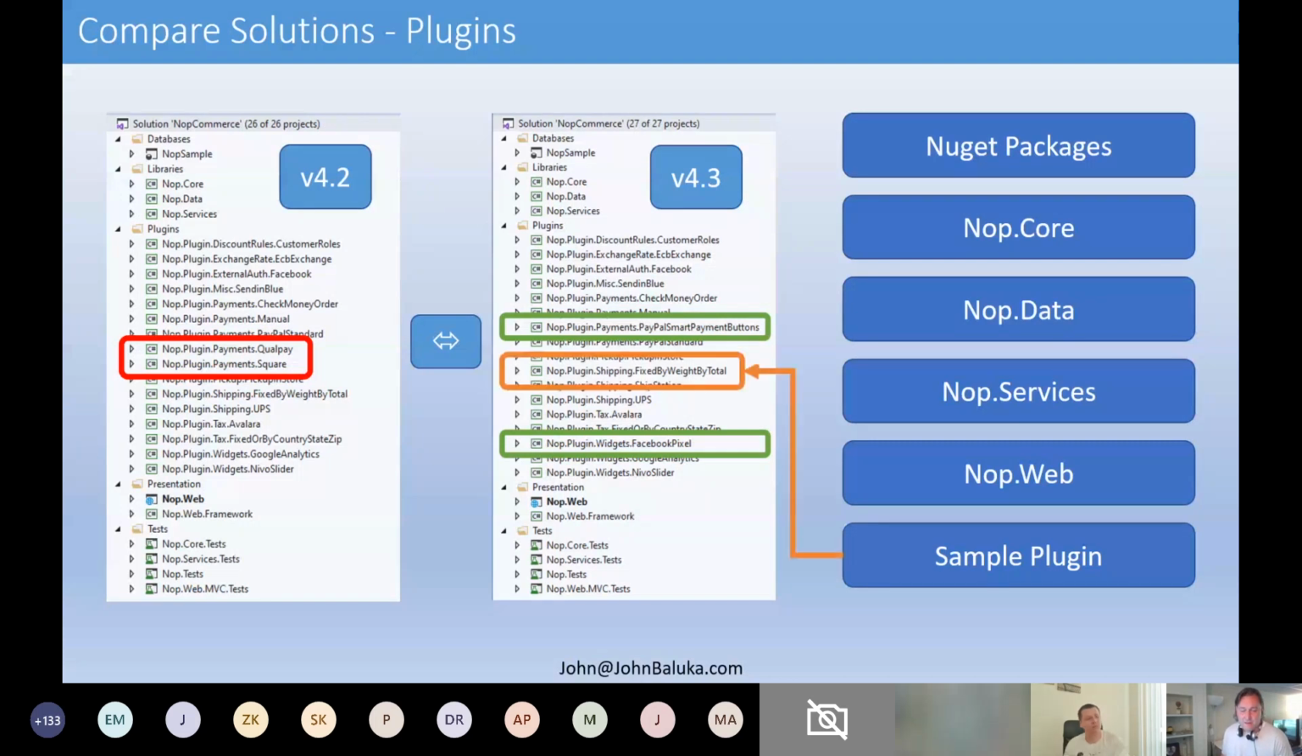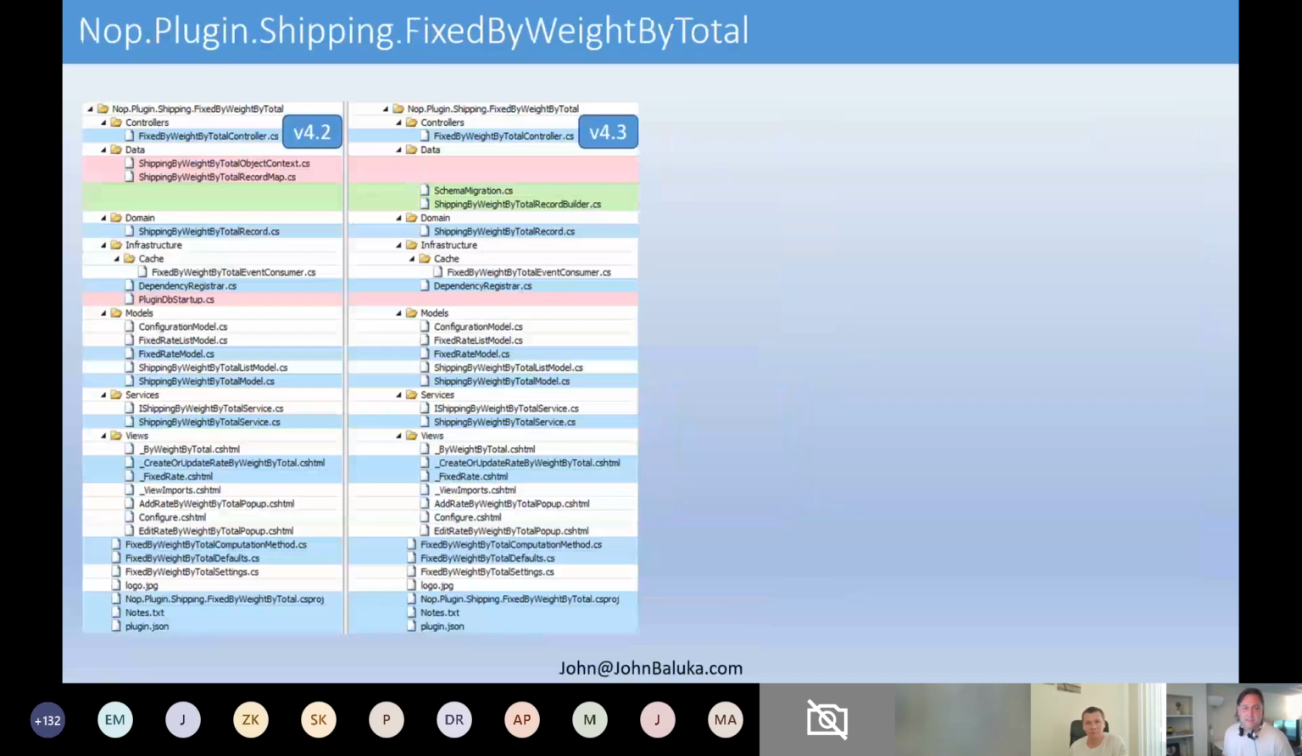The one plugin I want to look at a little bit closer is one that has a little bit of everything inside of it. It's not that it's a great plugin; it just has model views, controllers, some service layer type objects, data access, and migration, and that is the shipping fixed by weight, or fixed by weight by total. So let's look at that.